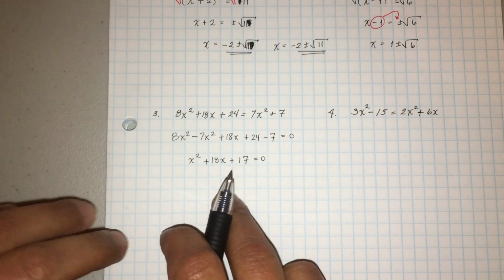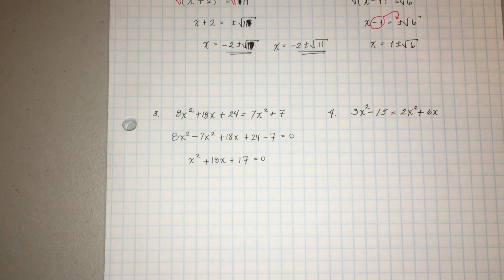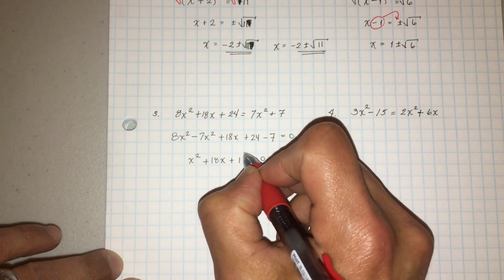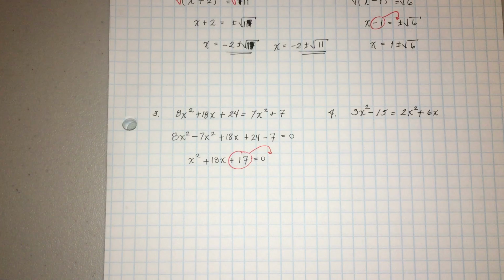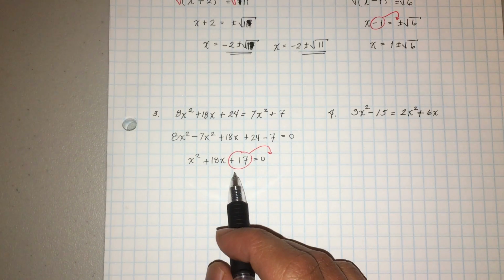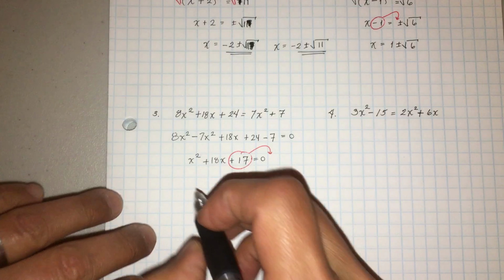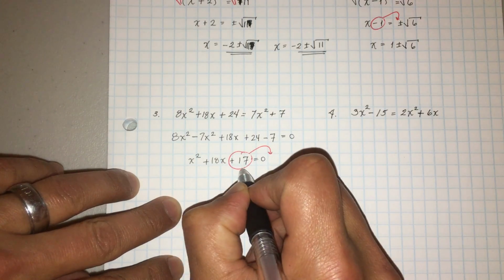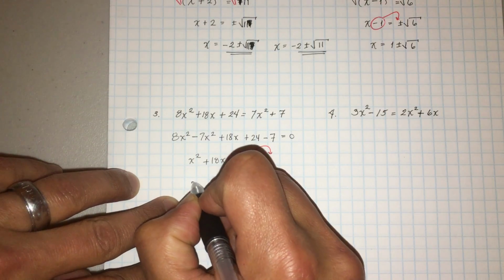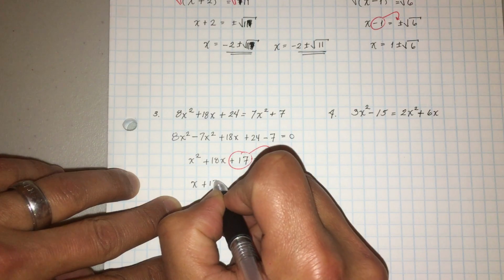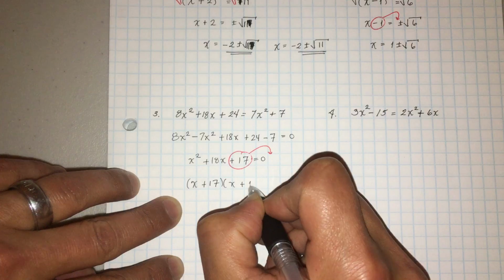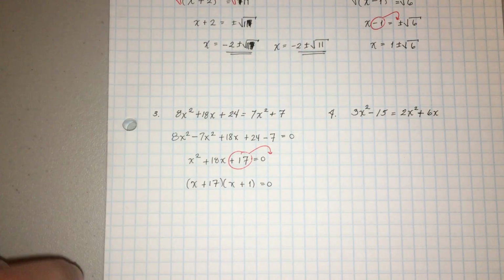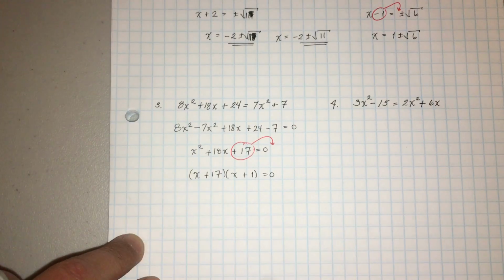So now I'm going to try to factor it. Can I factor this? No, I can't factor this guy because 17 is a prime number. Actually, you know what? You can factor. Yeah, we can factor it, can't we? What are the factors of 17 that give you 18? 17 and 1. It's x plus 17 and x plus 1. So I actually didn't have to complete the square. I can just go straight to it.